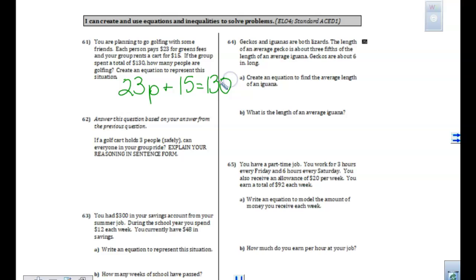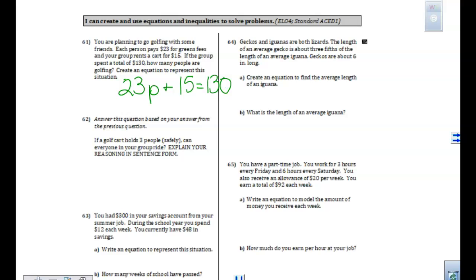Did they tell you to solve it? No, I just said create an equation, right? $23 per person. Could I have 23x plus 15 equals 130? I could have any variable, right? Because I'm looking at that one, okay? So it says answer this question based on your answer from the previous. Okay, the golf cart holds 3 people safely. Can everyone in your group ride? Explain your answer. So now we actually have to solve for how many people are golfing, right? If we only have golf cart holds 3 people, can everyone in your group ride?